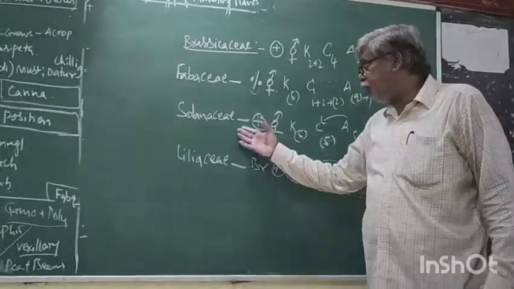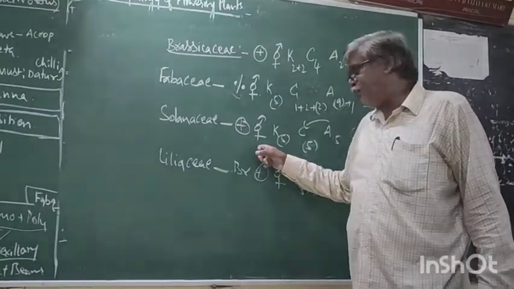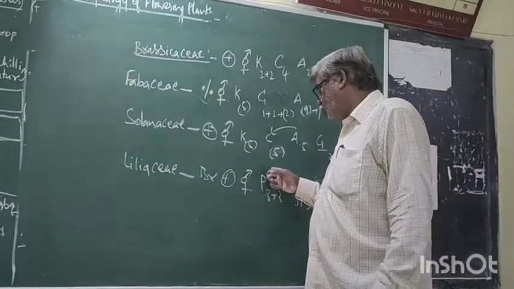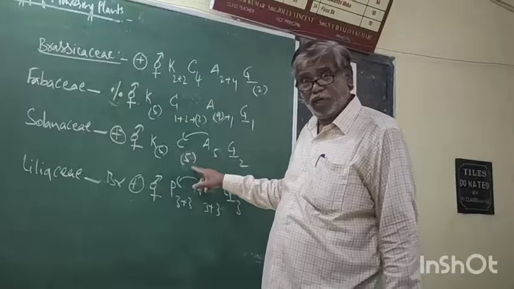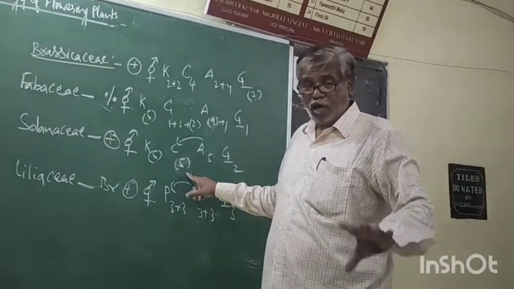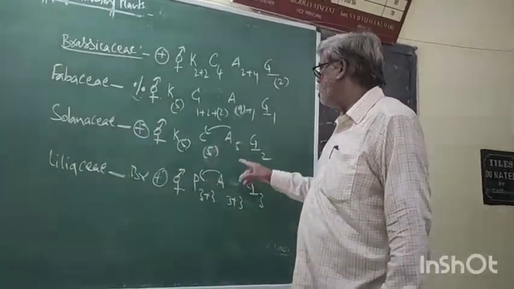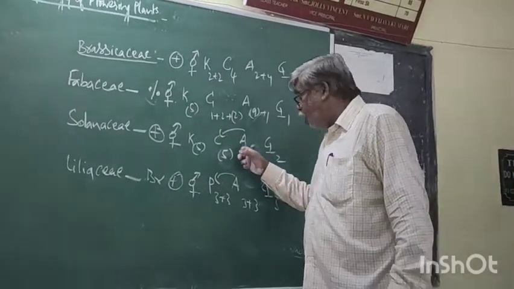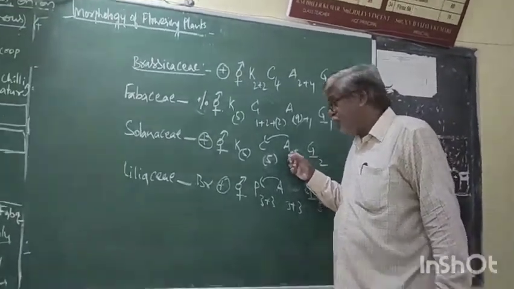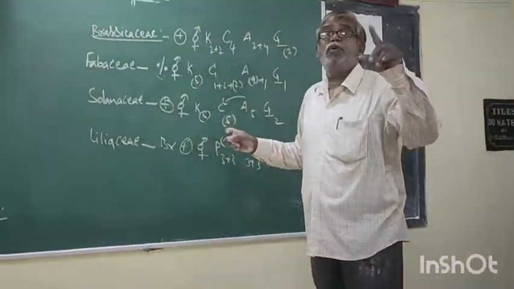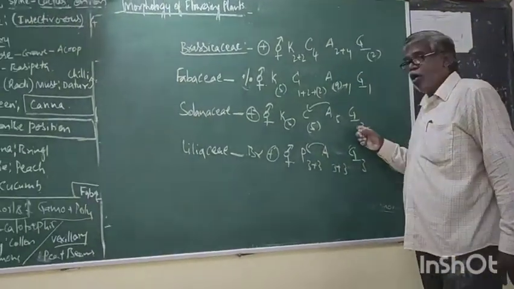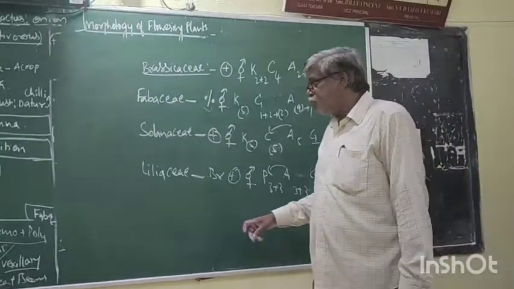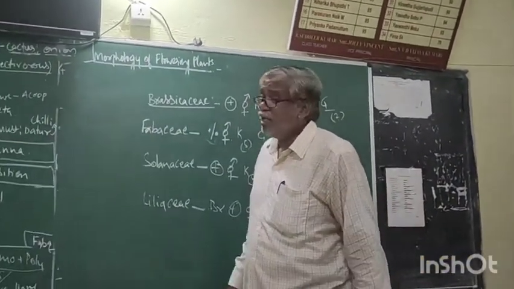Now come to the Solanaceae. Sexuality, bisexual. Sepals, 5, gamosepalous, united. Now, what is this? Petals. How many? 5. This is also gamopetalous, united. Now, how many stamens? 5. Now, what is this? Androecium. All 5 stamens are attached to the petals: epipetalous. Now, how many carpels? Bicarpellary, superior ovary.